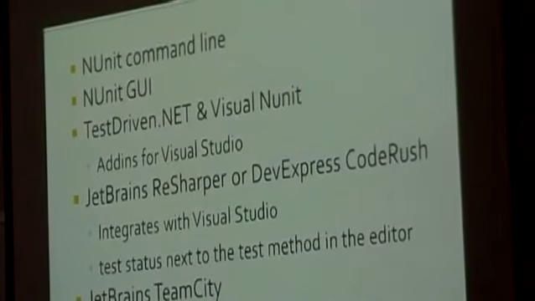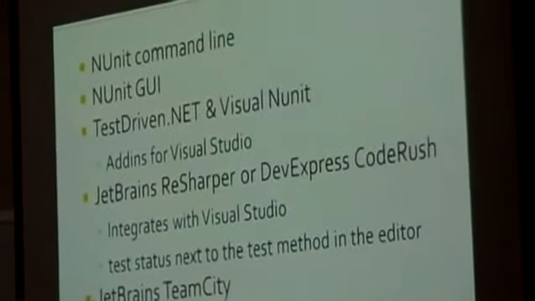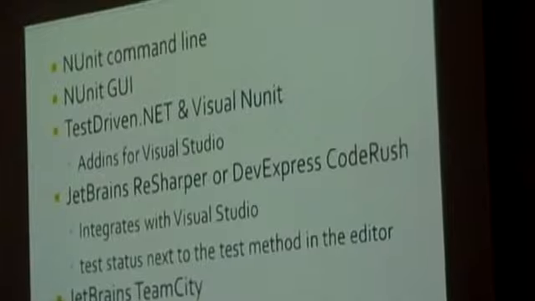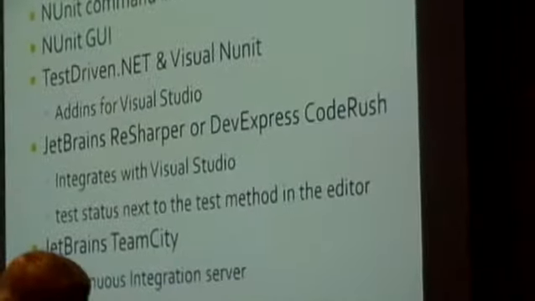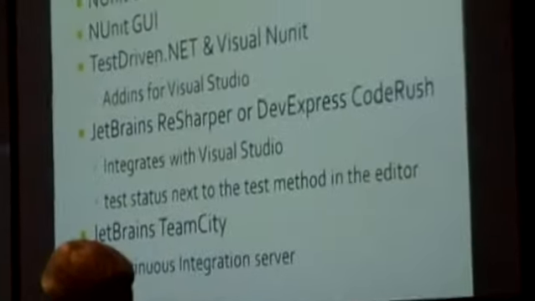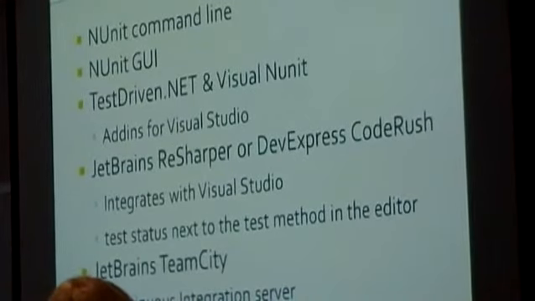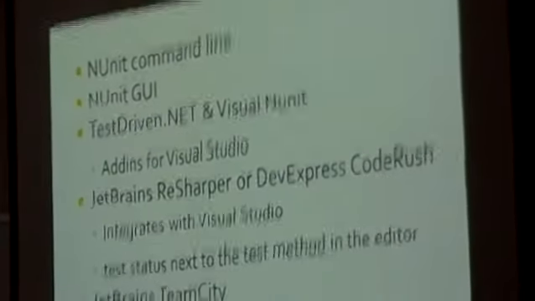Test runners. I use NUnit primarily. NUnit comes with both a command line and a GUI runner. In Visual Studio, you can get some integration with TestDriven.net, and also Visual NUnit. Visual NUnit is available in the extension gallery. There's also add-ins, JetBrains ReSharper or DevExpress CodeRush. I used to be a CodeRush guy, I'm a ReSharper guy now. I just find it's better. It integrates with Visual Studio, it tells you visually the status of your tests in line in the editor with your code, which is immensely helpful.